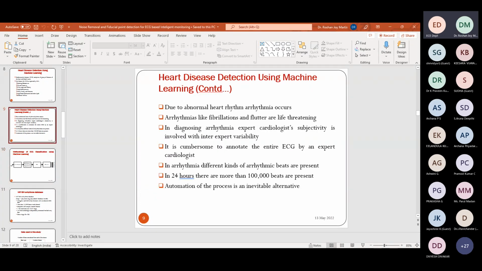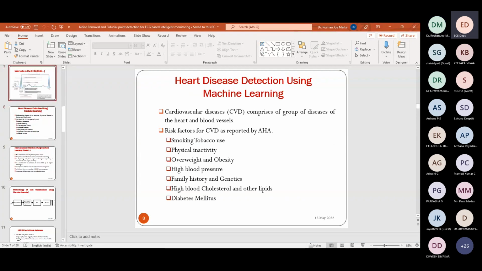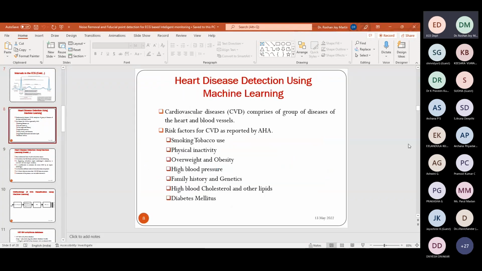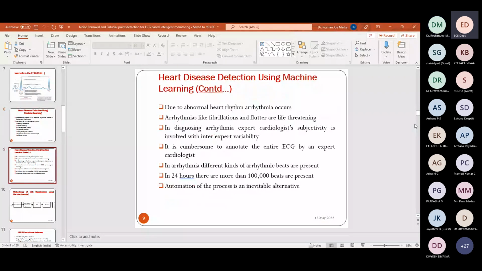We were discussing heart disease detection using machine learning. So reasons for heart disease are some of the risk factors listed here. Then coming to why heart disease detection is required using machine learning. Due to abnormal heart rhythm, arrhythmia occurs. Fibrillations and flutter are very life-threatening.